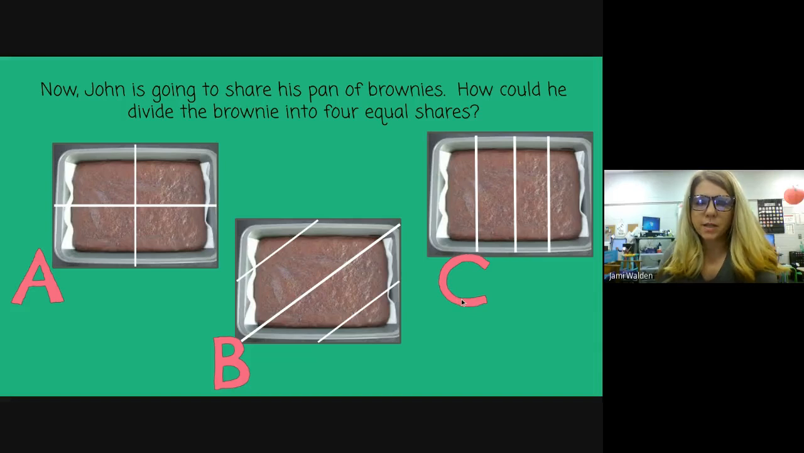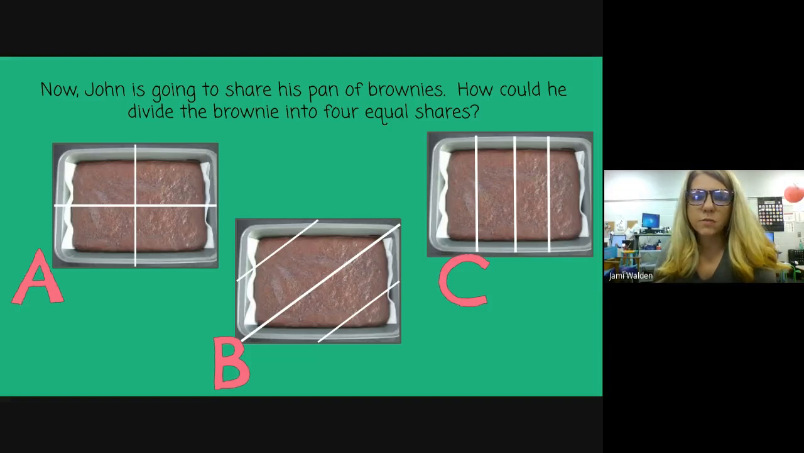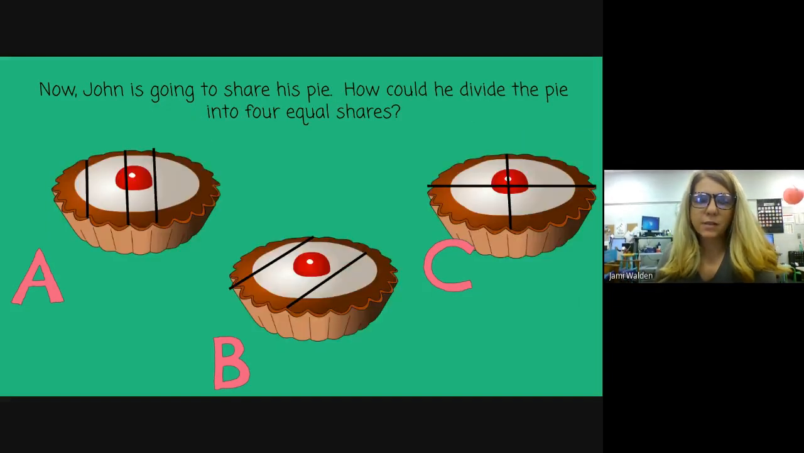Let's look at choice C. Yes, choice C would also work. There's 4 pieces and they all look to be about the same or equal. So choice A and choice C are divided equally into fourths. Choice B is not. Let's look at the next item up in the picnic.